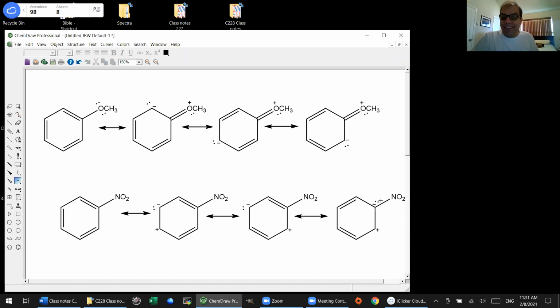Of course, you're not going to get attack from that position because you're not going to put the new group right next to the nitro. You won't be able to get back to an aromatic ring. But if you look at resonance structures such as this, we see that it's the meta position that has the partial minus charge, because in so doing, at least we're never putting plus charge right next to the nitro group. Minus is okay, but not plus.